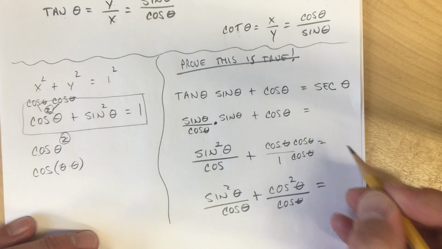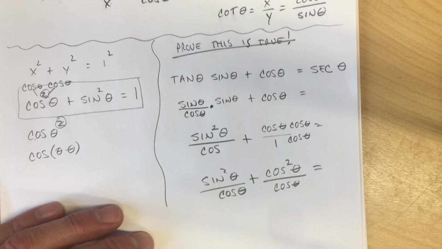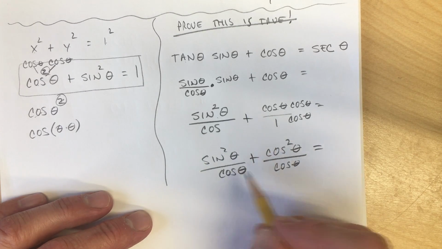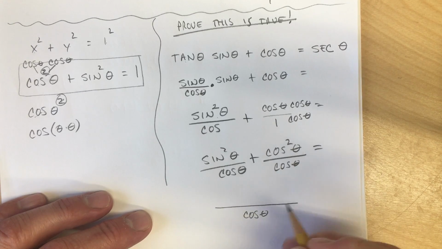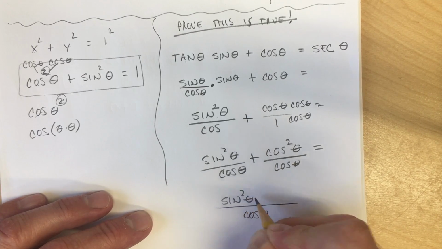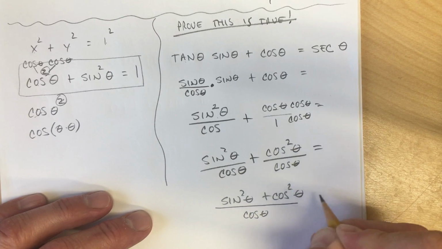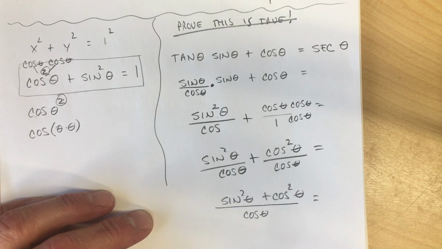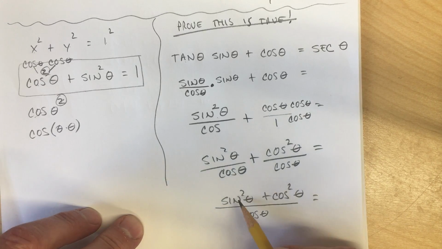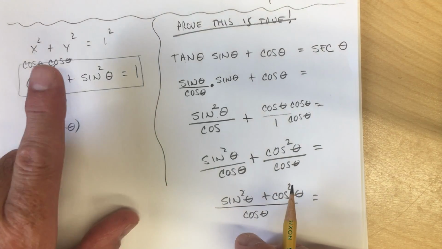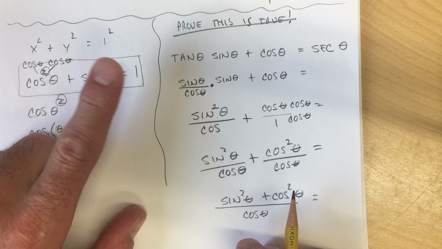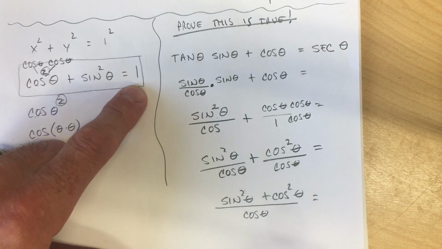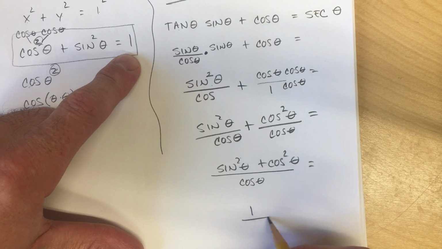And now we're getting something interesting, okay? So let's rewrite this. We have a common denominator, so let's rewrite this as cosine theta, and then up here we got sine squared plus cosine squared. And guess what? Now the exciting part is going to happen. What's sine squared plus cosine squared? Right here, sine squared plus cosine squared is equal to 1. So this is the same as 1 over cosine of theta.